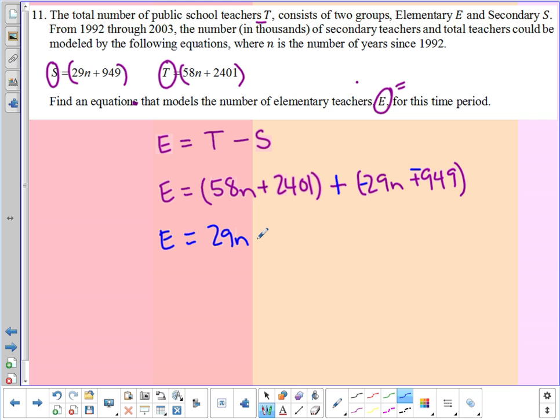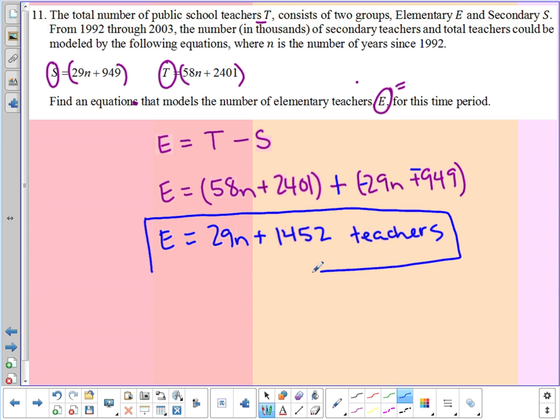And then 2,401 minus 949 is going to be positive 1,452. And then my label here is teachers, because that's what we're talking about, is how many teachers there are. That's the equation that will tell me the number of elementary school teachers.